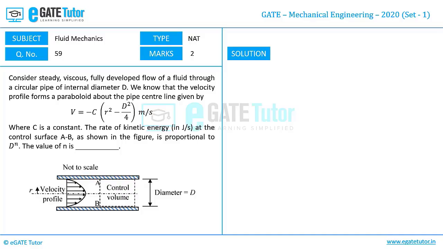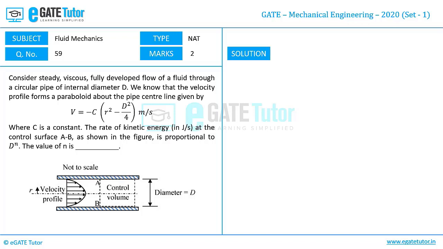Consider steady, viscous, fully developed flow of a fluid through a circular pipe of internal diameter capital D. We know that the velocity profile forms a paraboloid about the pipe center line given by V is equal to minus C into (small r square minus capital D square by 4) meter per second, where C is a constant.